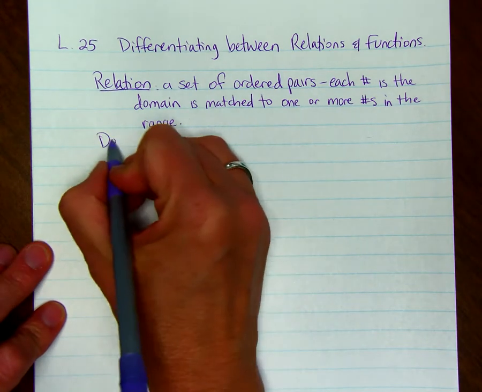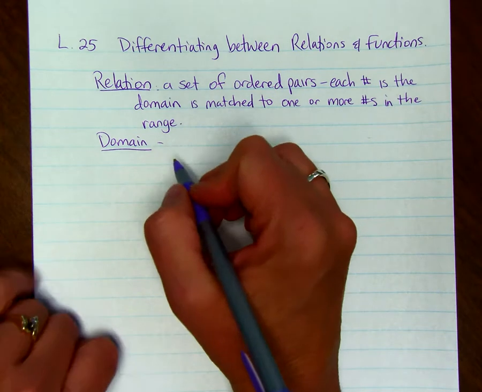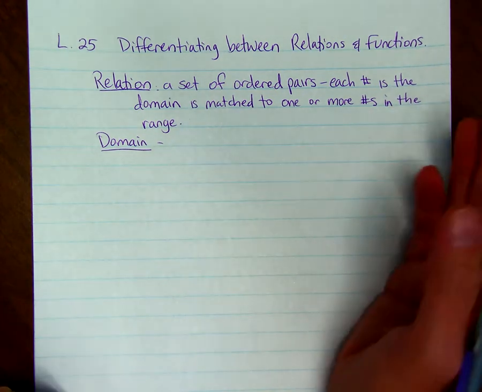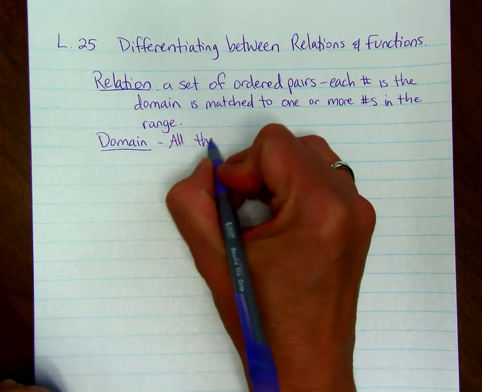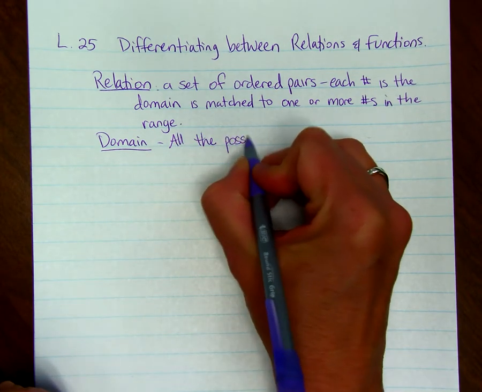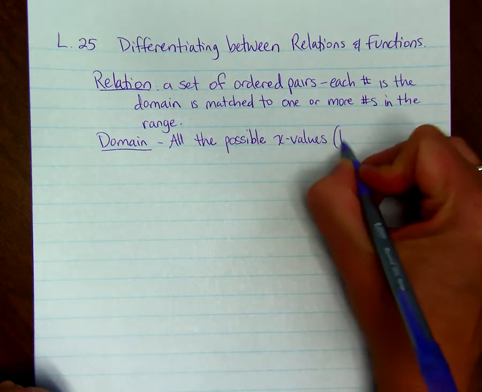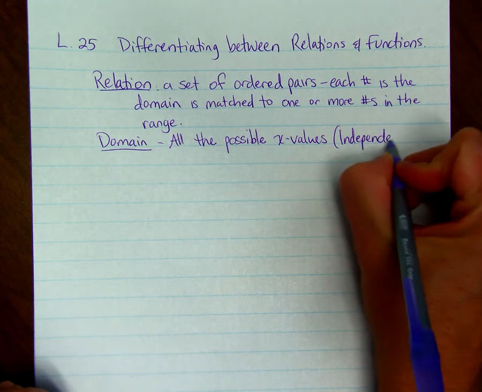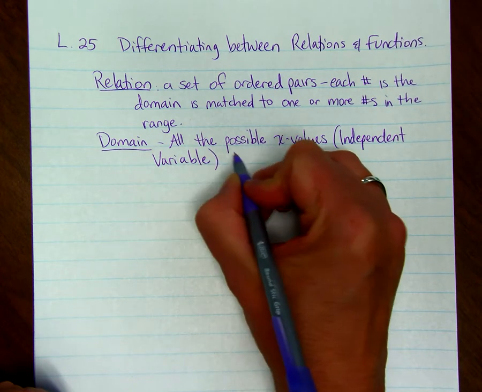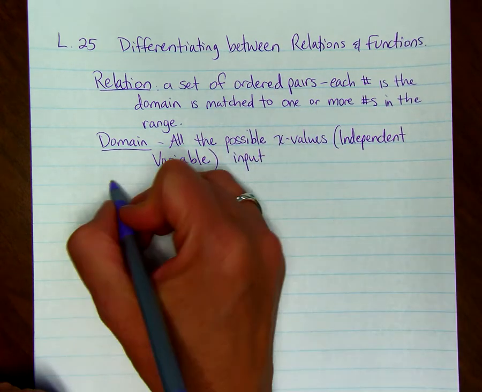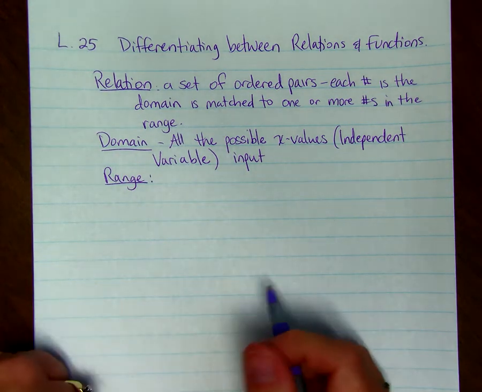So the domain are all the possible x values. It's the input number. It's the number that you put in. It's called the independent variable. Now the range is what you get out after you pick the x value.